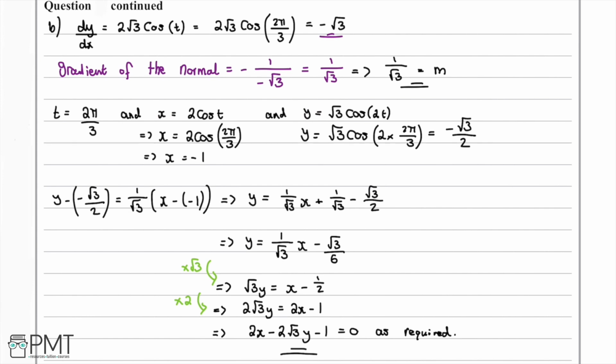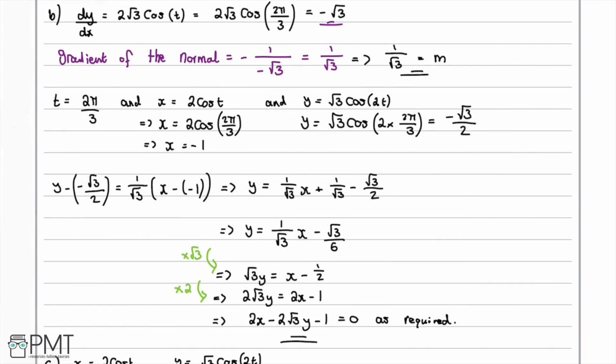We then receive our fourth mark for having the correct form of the normal equation, and this is here, where we have y is equal to 1 over root 3 x plus 1 over 3 minus root 3 over 2. And then we receive our fifth mark for working algebraically on this equation here and getting to the required solution of 2x minus 2 root 3 y minus 1 is equal to 0.